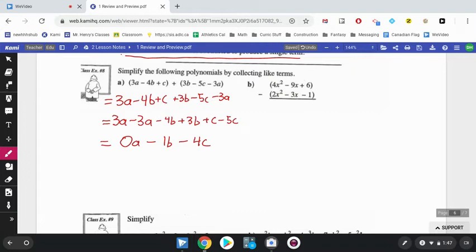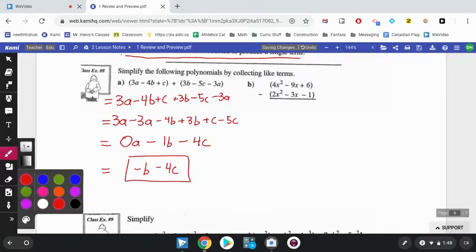That technically has all the pieces, but it's not the best way to write it. I would never write 0a. I just wouldn't write anything. So I'm not going to include that piece. Negative 1b, or subtract 1b, I don't bother writing the coefficient of 1 because I know it's a coefficient of 1 if it's not written. So instead of negative 1b, it would just be negative b, and my minus 4c stays the same. So just a slightly easier way to write the same thing.